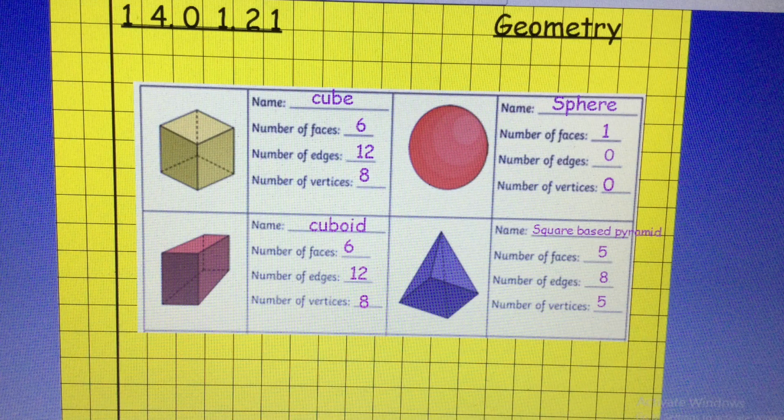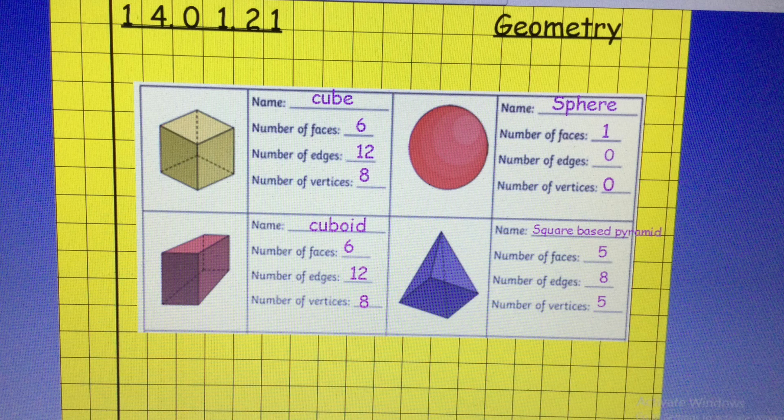And here are your answers. We have a cube, it has 6 faces, 12 edges and 8 vertices. Our next one is a cuboid. It has 6 faces, 12 edges and 8 vertices, exactly like the cube.